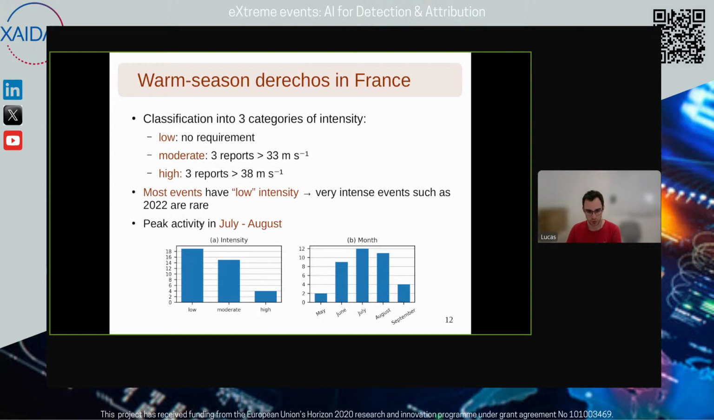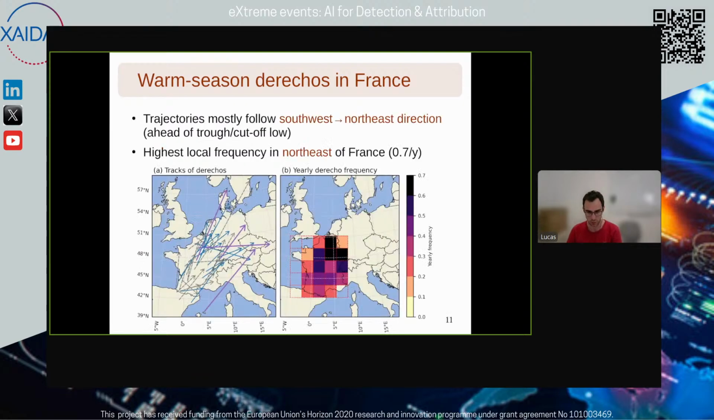So on the bottom, you have histograms of intensity, bottom left. So you can see that most events have low intensity. So very intense events, such as the one from 2022 that affected the Mediterranean, are quite rare. We have only four instances for such strong events. So if I come back to the map, you see that the high intensity events are colored in purple, the moderate ones are colored in blue, and the low intensity ones are colored in gray.